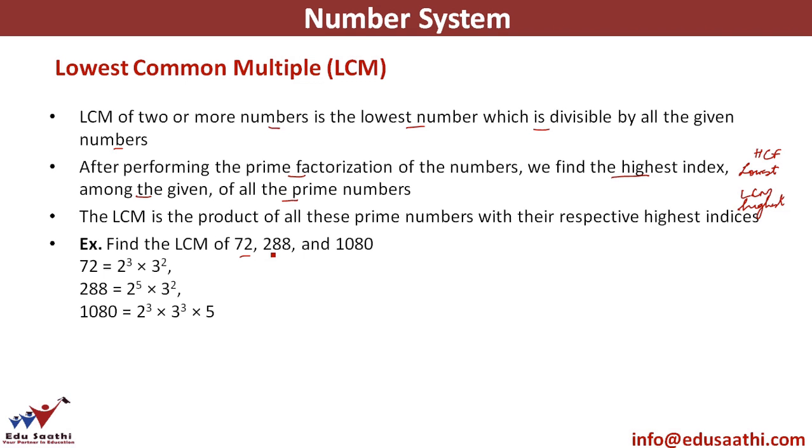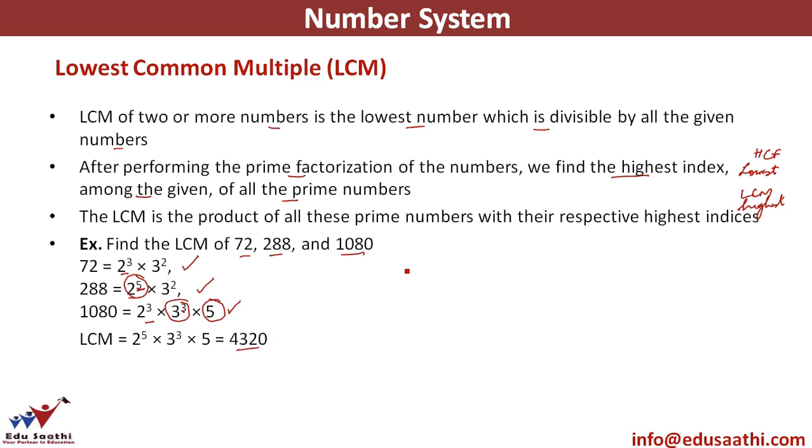So the LCM of 72, 288 and 1080 would be, it's the same example that we have done. 72 would be written as 2 cube into 3 square, 288 would be written as 2 raised to power 5 into 3 square, 1080 would be written as 2 cube into 3 cube into 5. Now if I have to look at the LCM, I would look at this 2 and the highest power, which is 5. I would look at this 3 and the highest power, which is 3. I would look at 5. 5 is only there once, so I will take it once. So it will be 2 raised to power 5 into 3 cube into 5, which will be 4320.